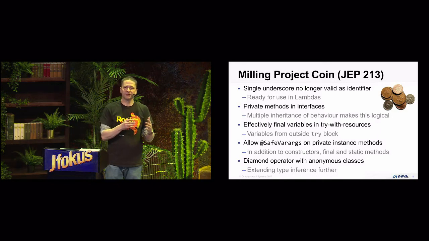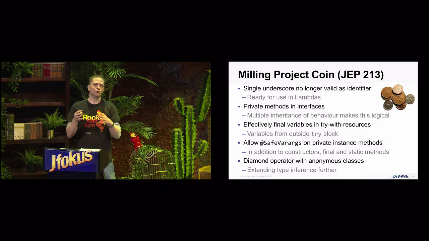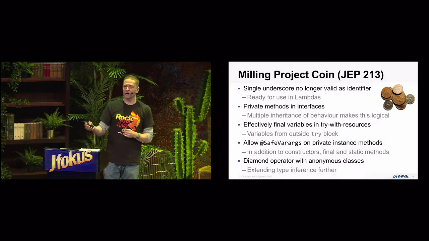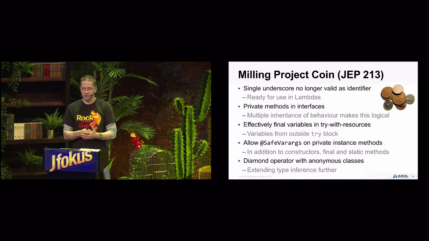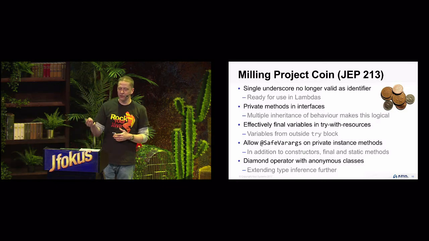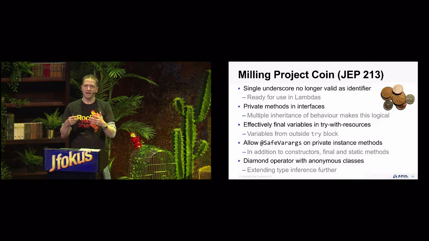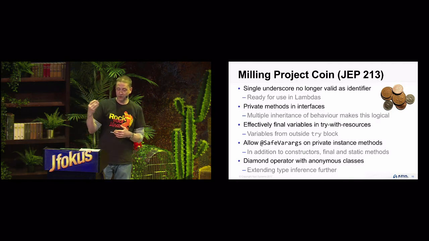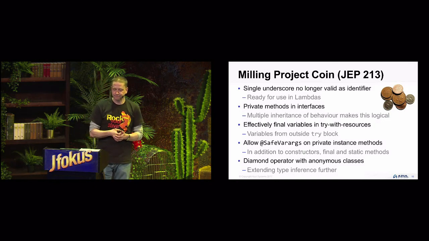Safe varargs annotation on private instance methods. Again, this is really a tidying up feature, because the safe varargs annotation is used when you've got a combination of generics and variable arguments that the compiler gives you a warning message about, which you can't get rid of, because there's nothing you can do to change that. You can use that currently on constructors, on final methods, and static methods. All of those can't be overridden. So in the case of private methods, it just makes sense to extend that to the same thing.